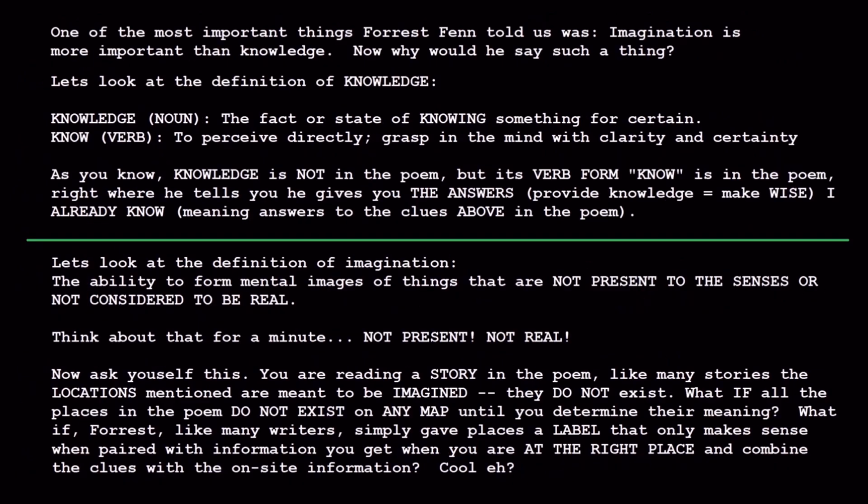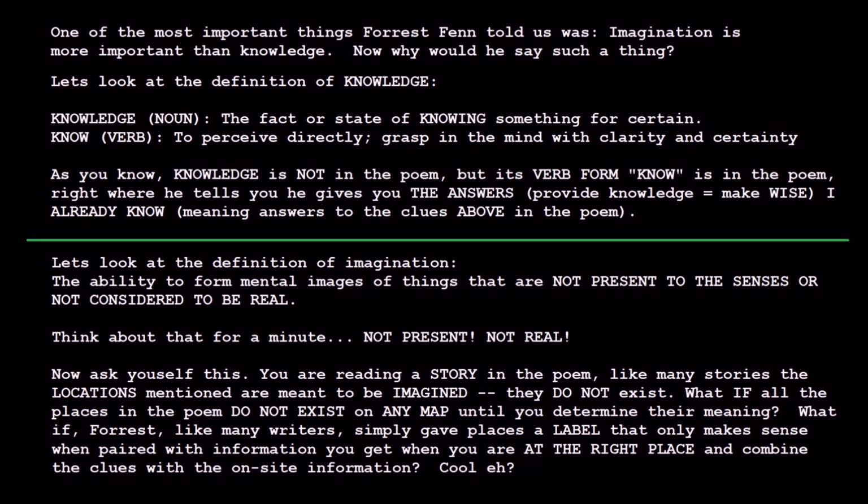So one of the most important things, in my opinion, that Forrest Fenn told us was that imagination is more important than knowledge. Now, why would he say such a thing? Well, let's look at the definition of knowledge. Knowledge is a noun. Okay, the fact or state of knowing something for certain. That's knowledge. Now, if you want the verb form of knowledge, you have to change the spelling, because as a verb, it's spelled K-N-O-W. That's the verb form of knowledge. And the verb form means to perceive directly, grasp in the mind with clarity and certainty.